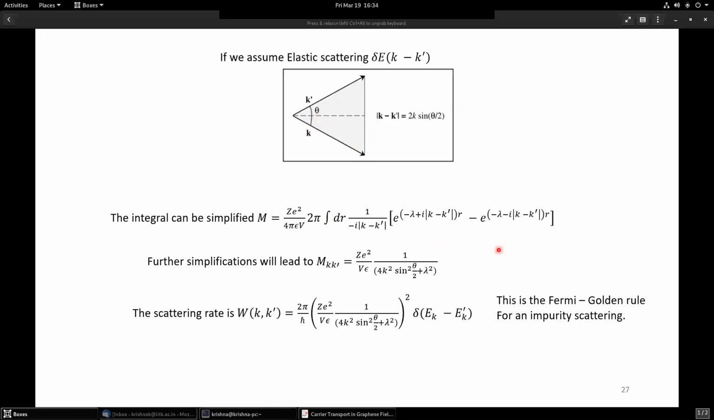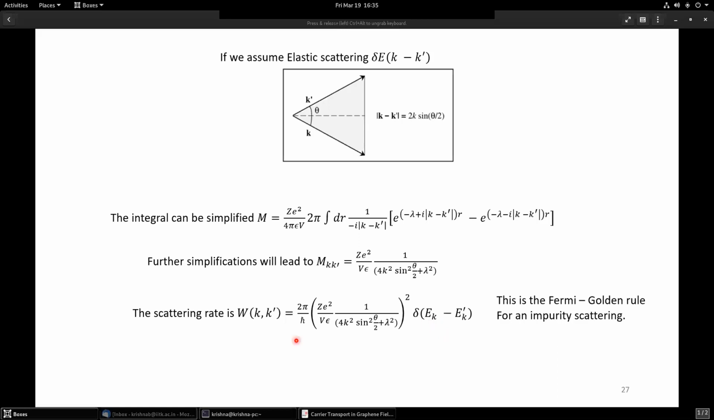And when we calculate M, I'm not going to go through the math. You can see that this M(k, k prime) will turn out to be proportional to Z e squared over the charge density, V being the volume, epsilon being the electric constant, 1 by 4k squared, k being the wave vector of the initial electron, into sine squared theta by 2 plus lambda squared. And the scattering rate, obviously by the Fermi golden rule, will be the square of this scattering matrix element, times delta(E_k minus E_k prime). This is the crux of the Fermi golden rule, which tells you that the scattering probability is maximum when you have energies which are similar.